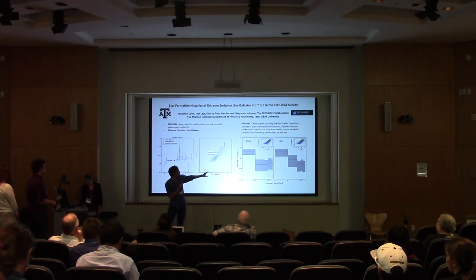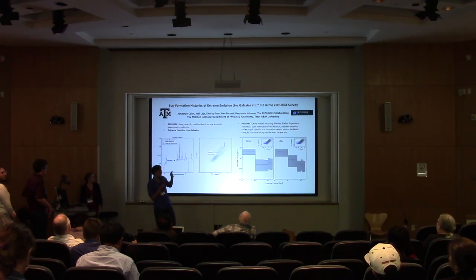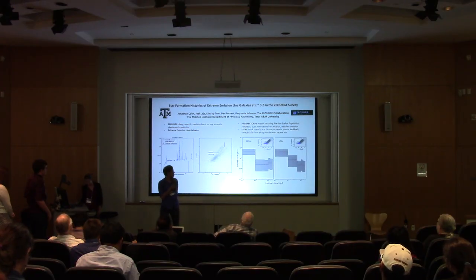And then we're using the Prospector-alpha model to get a bunch of properties from these galaxies. I'm focusing on the star formation rates, and specifically the star formation histories. So we're stacking the star formation histories for extreme emission line galaxies, comparing those to Lyman-break galaxies. And if you want to hear more about that, come see my poster.